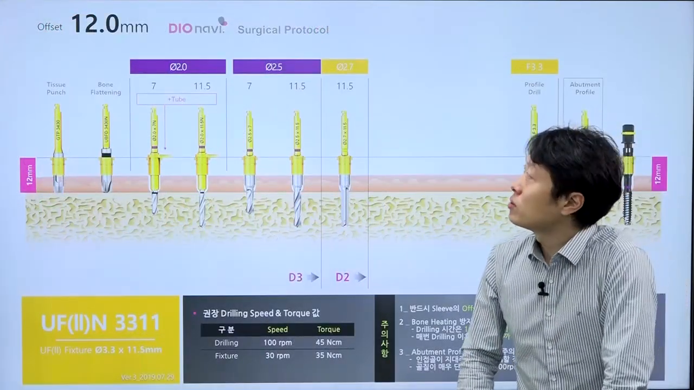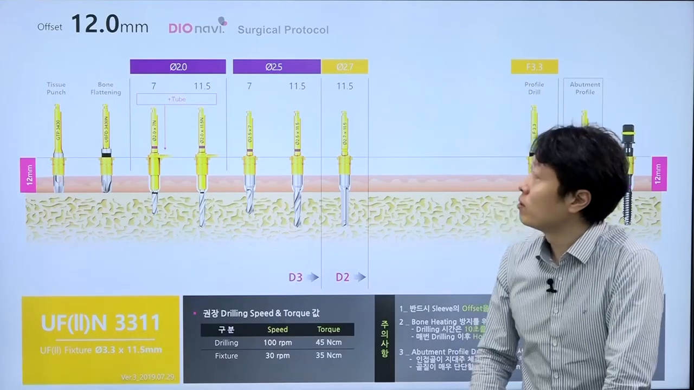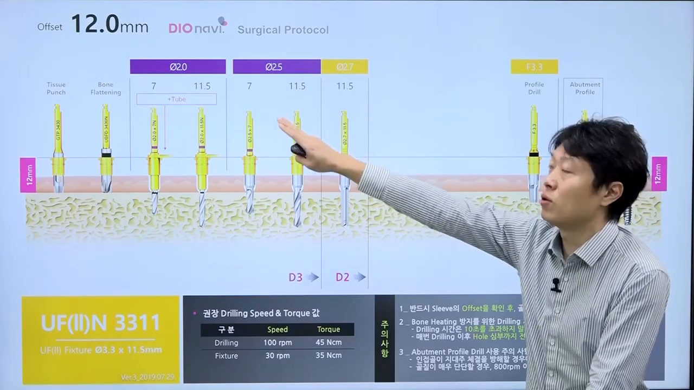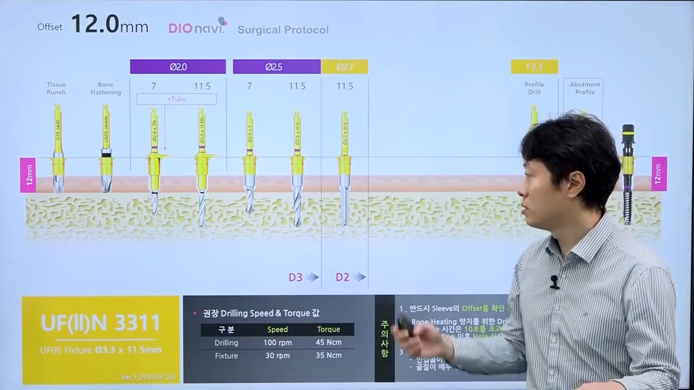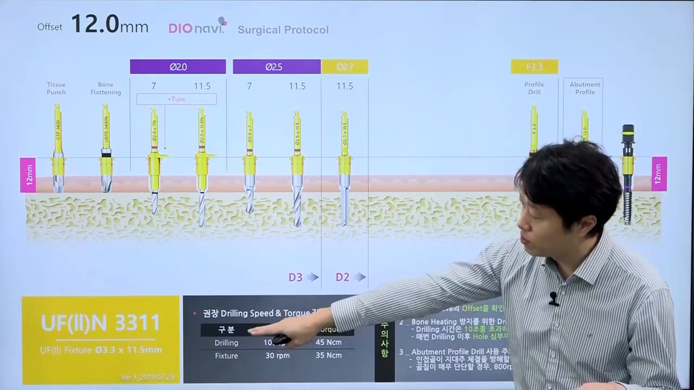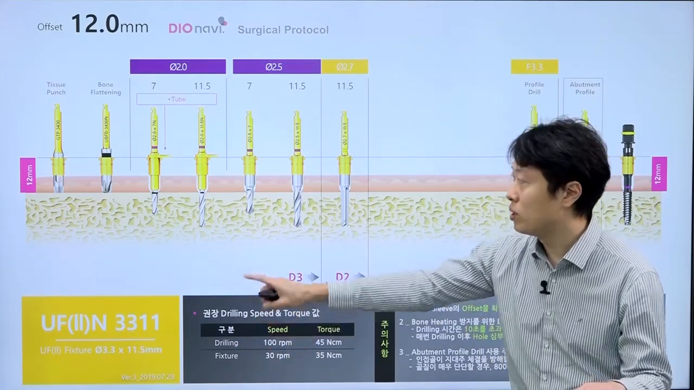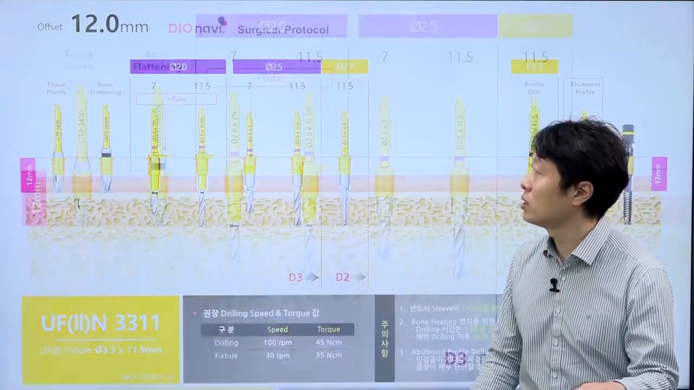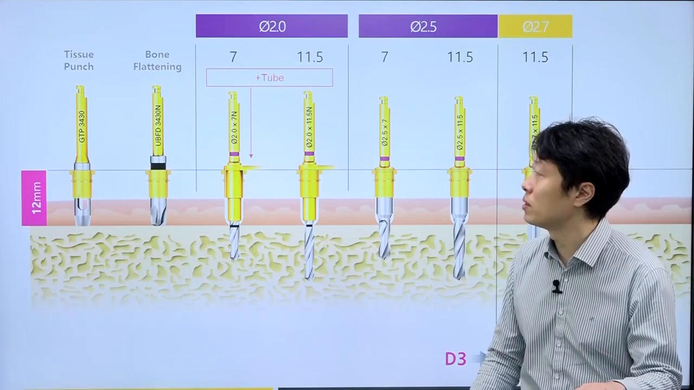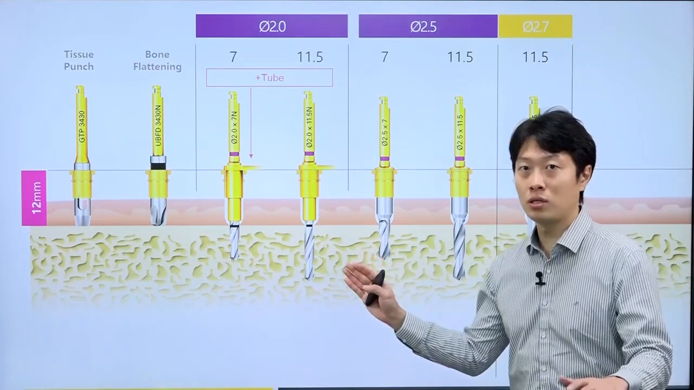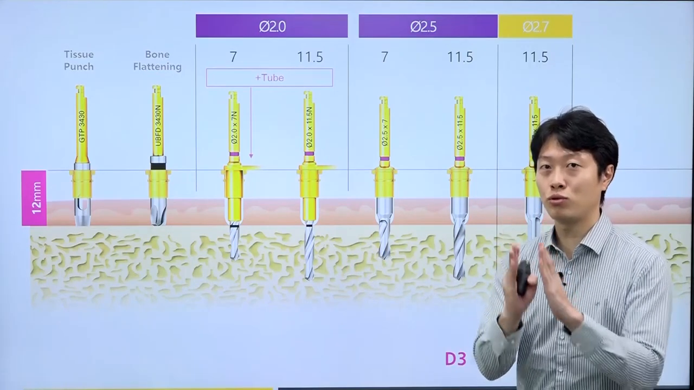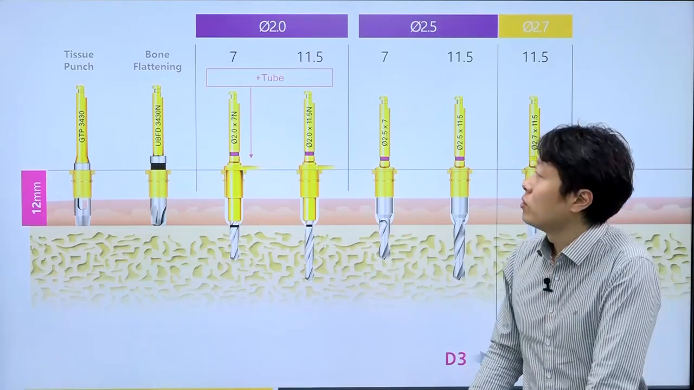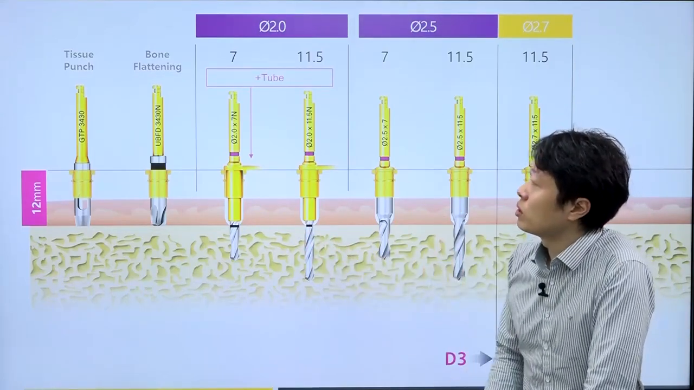Let's take a look at an example of a narrow type before moving on. As shown on the upper left corner, the offsets of the narrow type are all 12 mm. This one, if you see the bottom left, is the surgical protocol used in placing the implant with a diameter of 3.3 and 11.5 mm in length. Let's take a closer look at this as well. It's clear that the size is slimmer and narrower than the regular size. The metal sleeve itself is made in a narrow shape. Procedures other than that are almost identical.